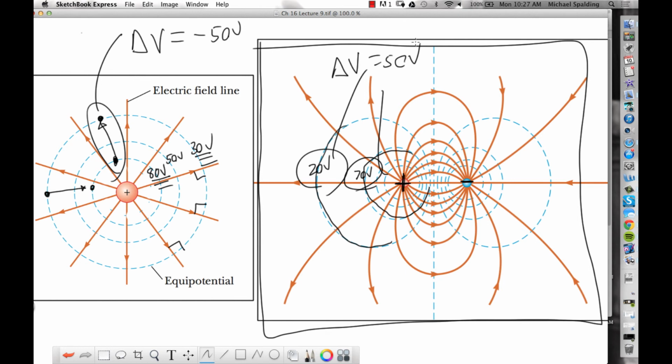What I could ask you on the quiz is how much work would be required to move a charge from here to there? I'd have to give you what the charge is, and then you would use delta V as the change of potential energy per charge. The change of potential energy is equal to the work. Well, bam. Okay. Any questions on this?